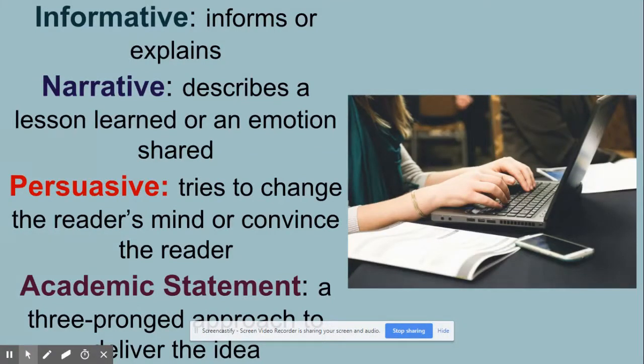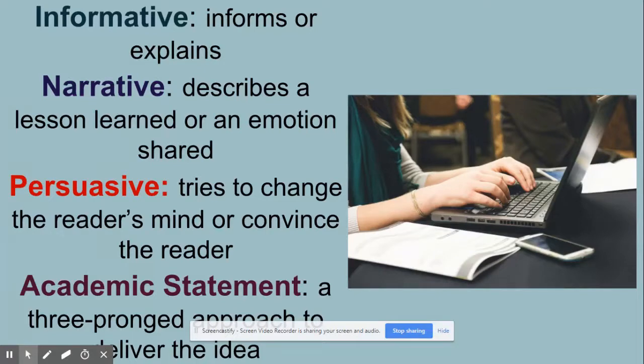So, first, we're going to talk about these essay formats. The informative, obviously, informs or explains. A good example would be a newspaper article or even an instruction manual, which often explains how to put something together or how something works, like a tutorial. I know you haven't really thought about them as informative essays, but that is, in fact, what they are. A narrative is like a story, describes a lesson learned or an emotion shared with the reader.